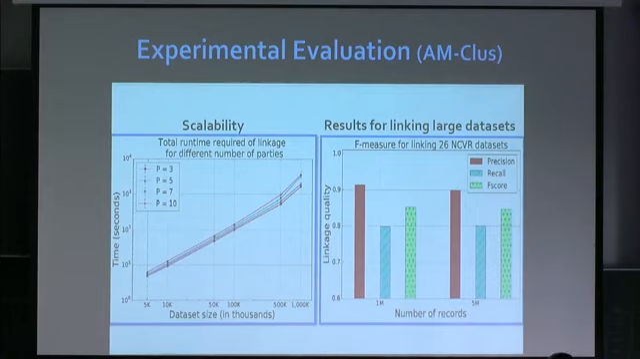So we were also able to conduct linkage on 26 North Carolina voter registration data sets, each containing up to 5 million records, and we achieve reasonable linkage quality results as well.